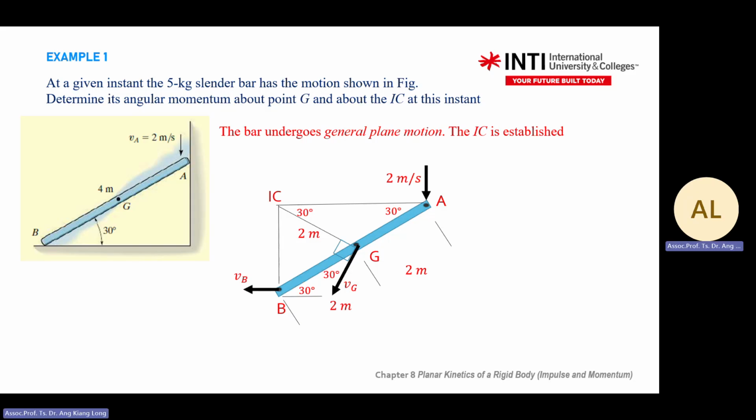Okay. So we transfer the lengths: BG is 2 meters, G to A is 2 meters. And I put in all the parameters. So this line, because it's 90 degrees, is 4 cos 30. You're taking the hypotenuse and the base, so it's cos. So 4 cos 30 is this line. And the object is swinging clockwise with omega, about the IC point, or intersection point, or instantaneous center point.